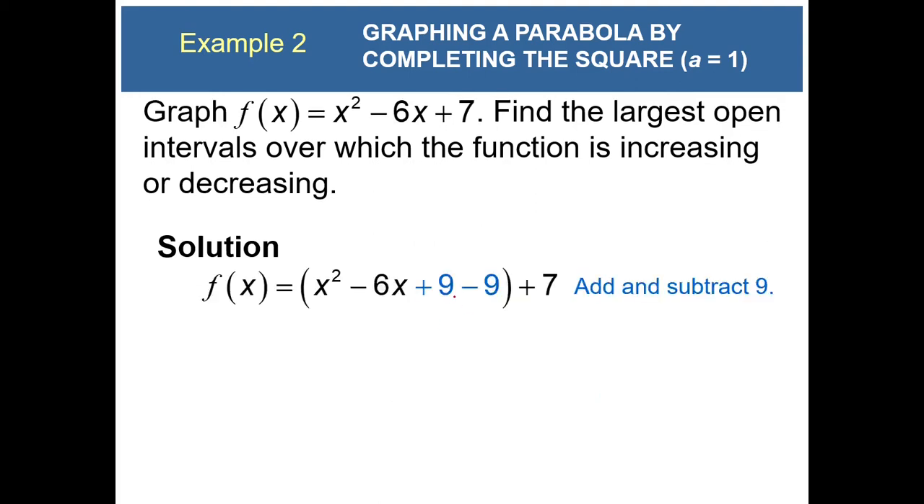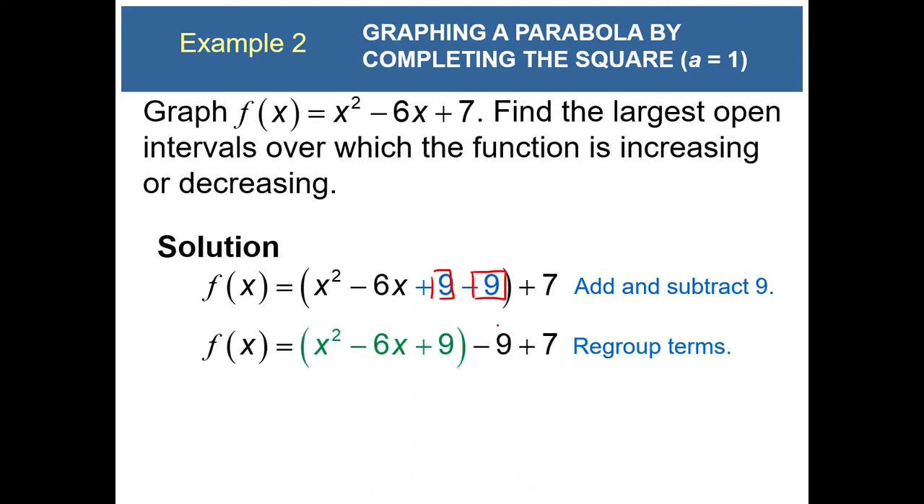So we'll add and subtract the 9 because we don't want to change the function value. And then we'll collect like terms. Negative 9 plus 7, we can simplify. And on the left side here, I can use factoring using the diamond method if I like. And then I know the two numbers are negative 3 and negative 3. And we could factor this left side by completing the square.